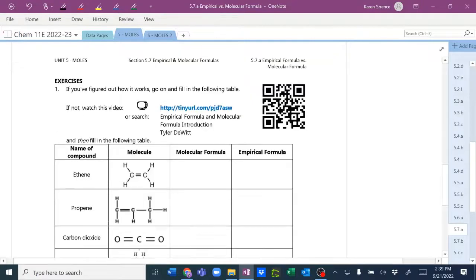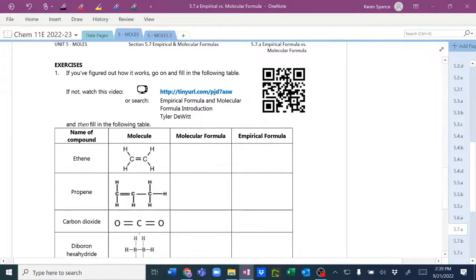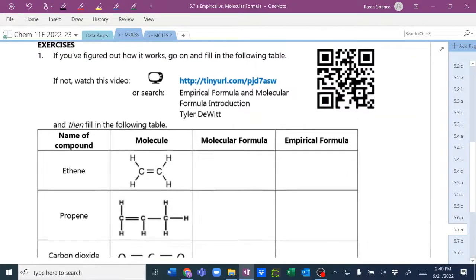So hopefully you figured this all out. While I go and get a chemical, because we're going to do a little demonstration experiment that's going to take a couple of days, but we've got the weekend, so that's good, you are going to fill in the molecular formula and the empirical formula for these compounds. You don't have to use the Tyler if you understood molecular and empirical. It's there just in case.